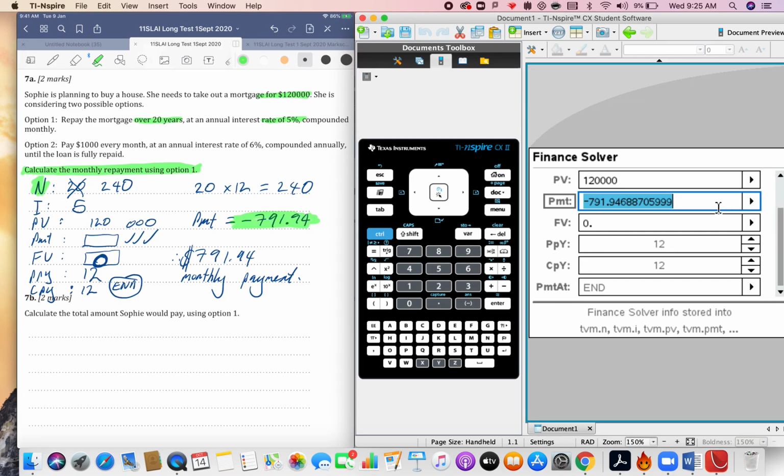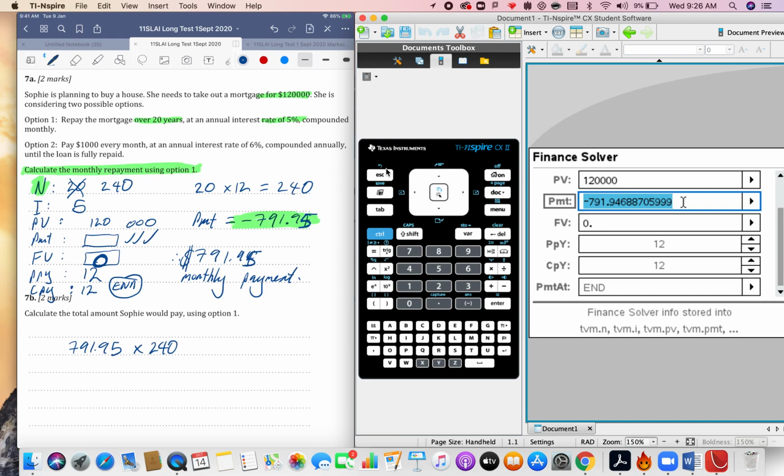Now part B, calculate the total amount Sophie would pay using option 1. This is a follow-through from part A. If she pays 791.95 each month for 240 months, that's the calculation we need. On your calculator, you can just grab the answer, 791.94688. You can keep the full accuracy, but it's okay just to use the rounded value.